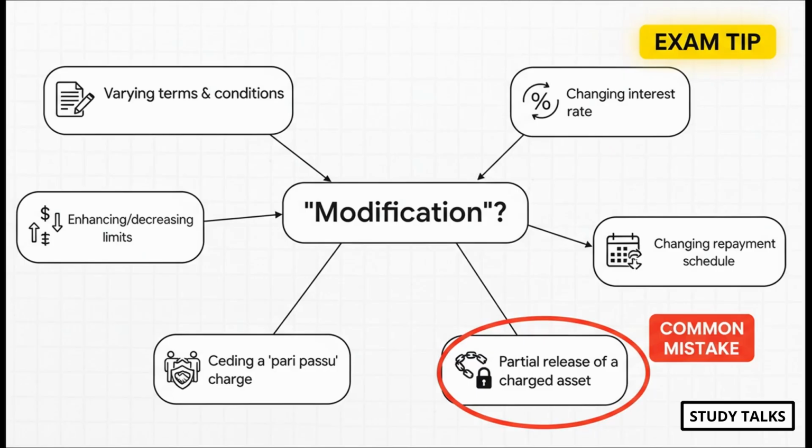Okay, eyes on this one, because ICAI loves to ask questions about what actually counts as a modification. It's way more than just changing the loan amount. We're talking about varying any of the terms and conditions, changing the credit limits, or even ceding a pari passu charge. Now, pari passu just means on equal footing. So you're basically letting another bank get in line with the first one for the same asset. Even something as simple as changing the interest rate or the repayment schedule is a modification. And here's the one that trips a lot of people up. Even a partial release of an asset from the charge, yep, that's a modification and you have to register it.